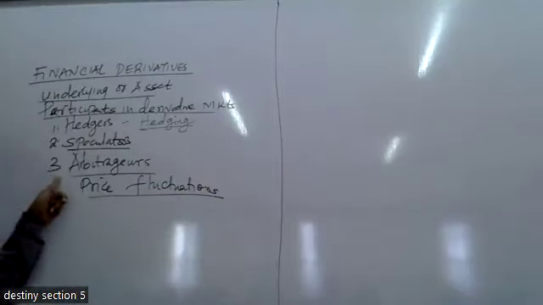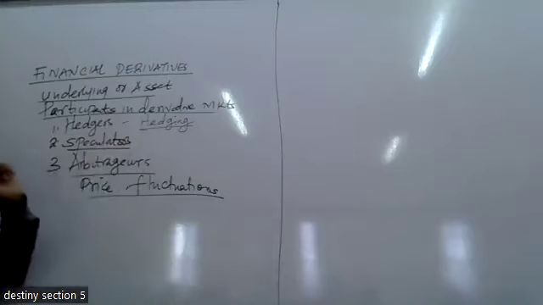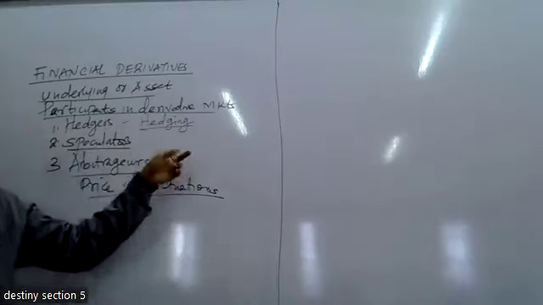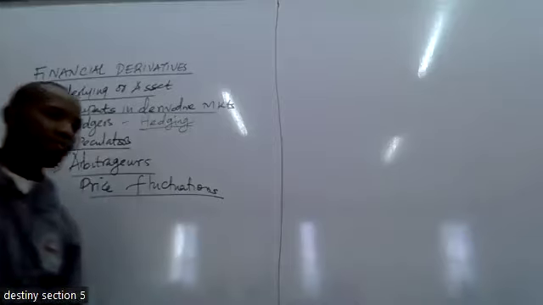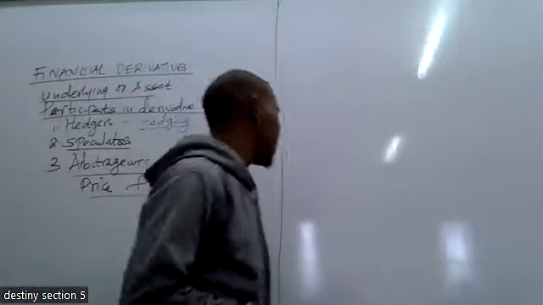So as I said, arbitrageurs are also speculators. The main purpose of them is also to make what? But in this case, the short-term profit. Those are the participants in the derivatives markets.